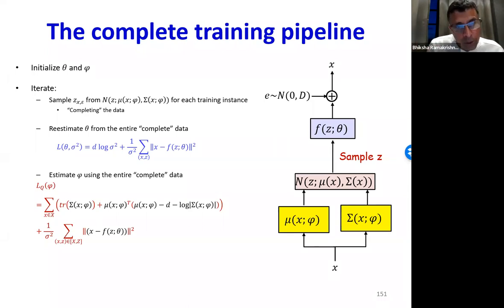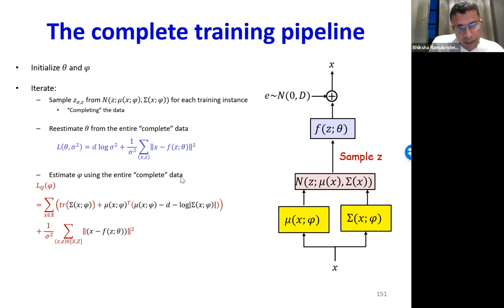So now here is the overall training pipeline. I'm going to initialize all of my network parameters. I'm going to sample the Z's from my Q. And using the Z's and the X, I can define a loss function, which I can optimize for theta. Then using the same Z's, I can go back and optimize the loss function that I had for Q to estimate the phi.